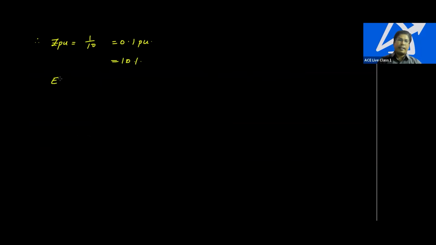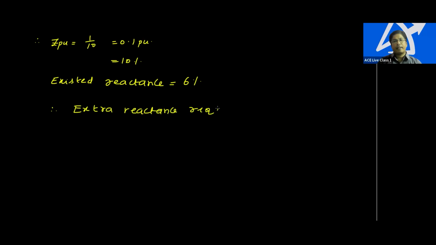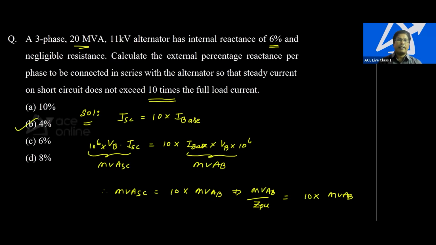But there is existing reactance. What is the existing reactance we are having? 6%. Therefore, the extra reactance required is 4%. So 4% is the extra reactance required.